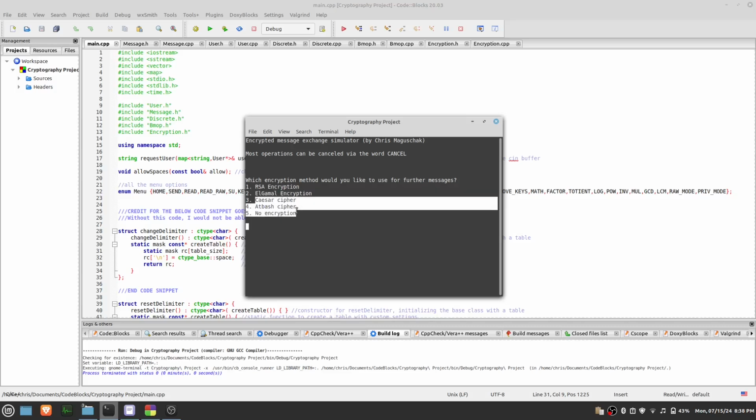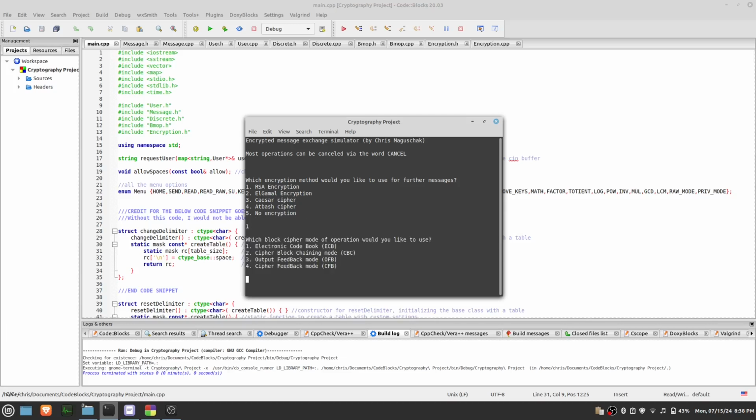But I also decided to add Caesar cipher and Atbash cipher as well as plain text. But yeah, let's choose RSA encryption. That's the one people are most familiar with, the one where you hack into it by factoring large integers. Which block cipher mode of operation would you like to use?